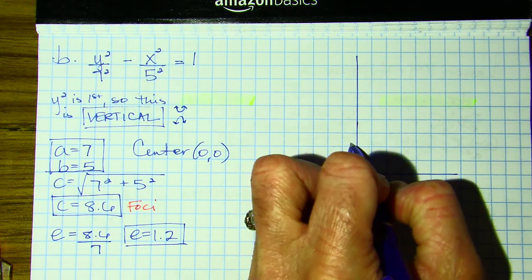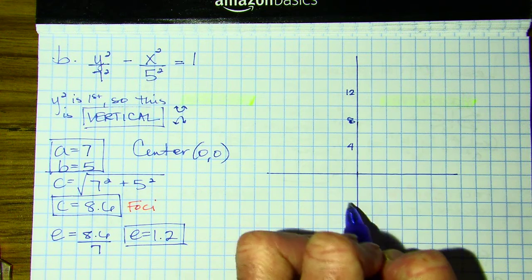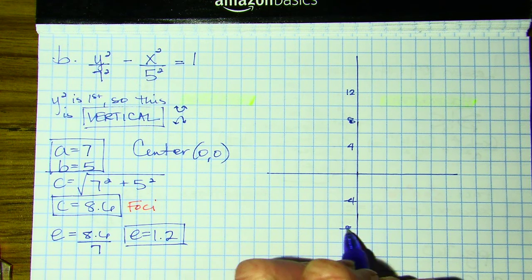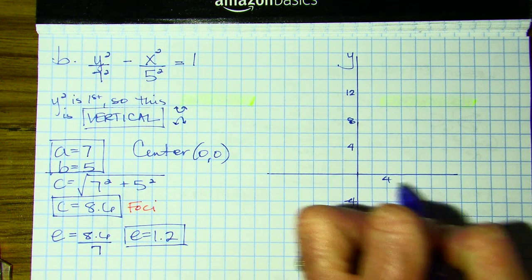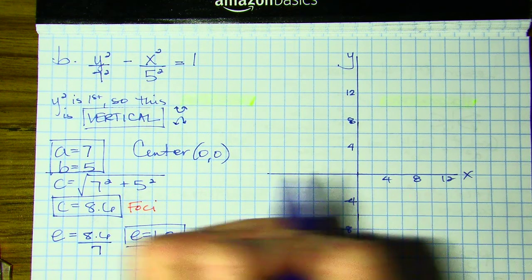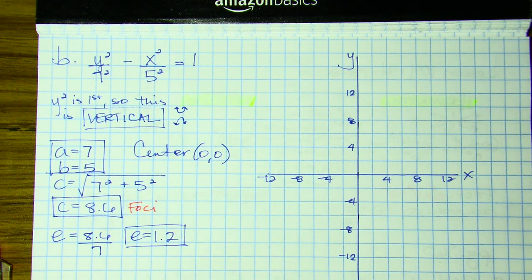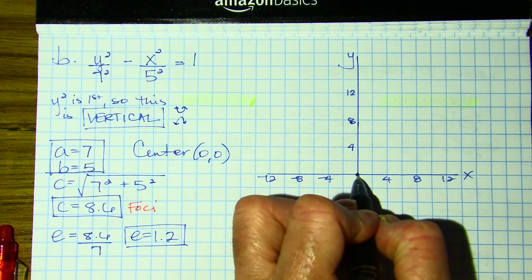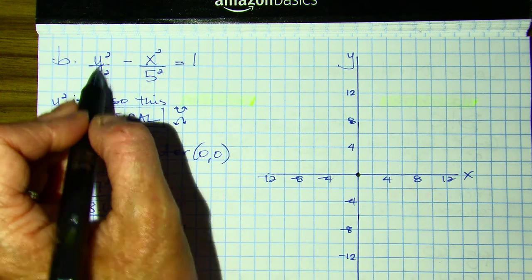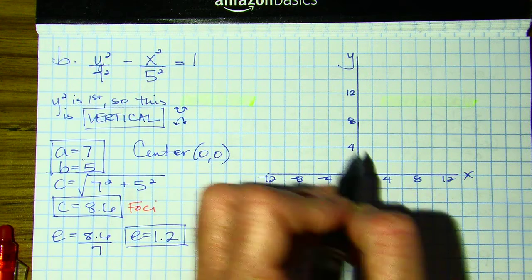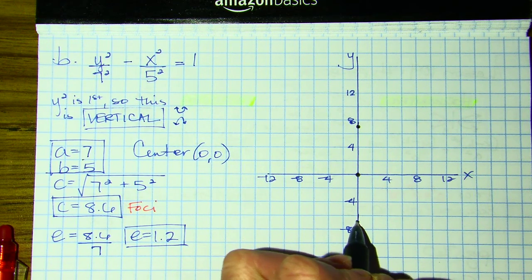So again, I'm going to change my scale. So 4, 8, 12, -4, -8. I'm going by twos. So here's y. This is x, 4, 8, 12. There's x. So my center is at 0, 0. Now, A is 7, but it's underneath the y-axis. So up 7, down 7.